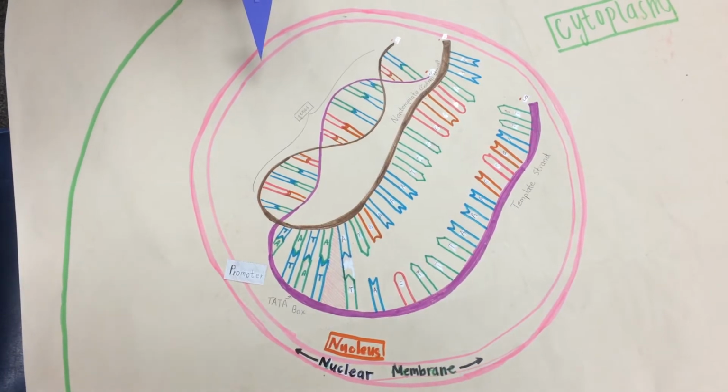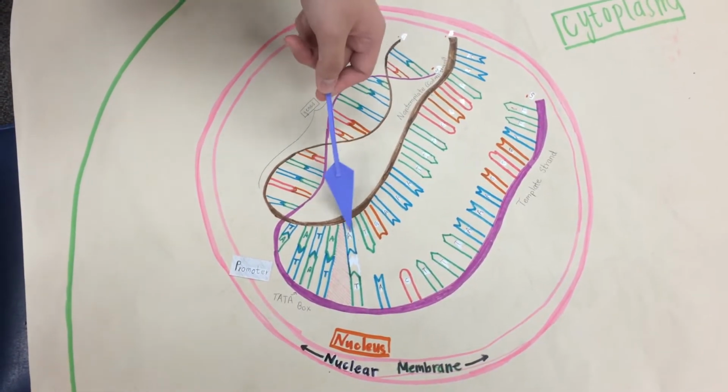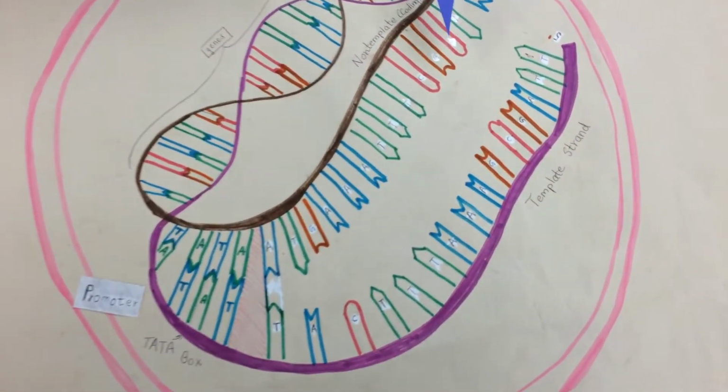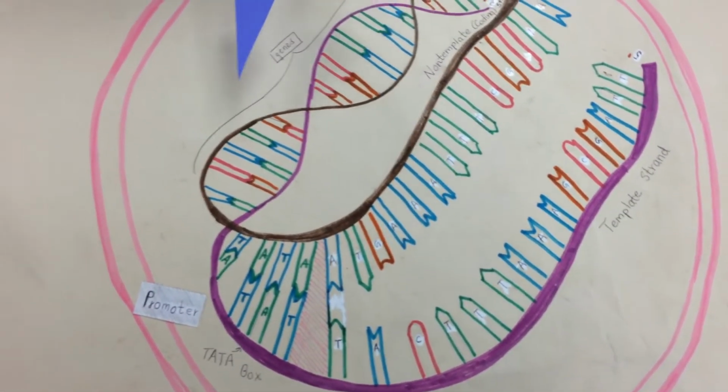DNA is made up of four nucleotides, adenine, guanine, cytosine, and thymine, which pair up with each other: adenine with thymine and guanine with cytosine. These nucleotides make up genetic codes.